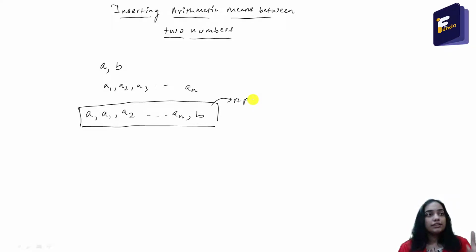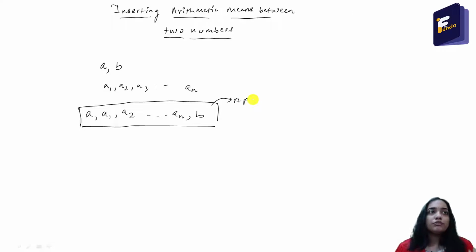So if A1, A2, A3 up to AN are n numbers, and if A, A1, A2 up to AN and B, this whole series is an AP, then A1, A2 up to AN are known as arithmetic means inserted between A and B. Okay, simple. This is the definition.